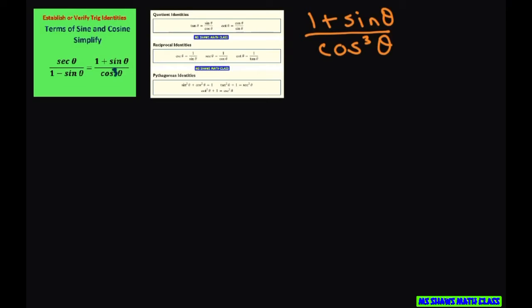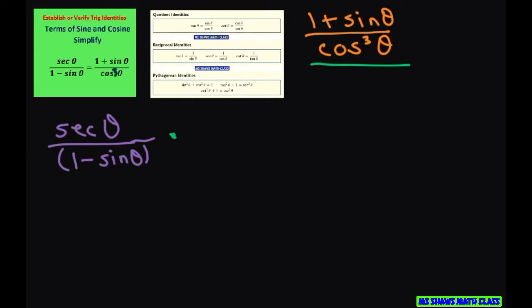All right, so let's get started. Let's go ahead and write this out: secant of theta divided by 1 minus sine of theta. Now to get our desired result, we have to keep looking at what we want. So I know secant of theta is 1 divided by cosine of theta.